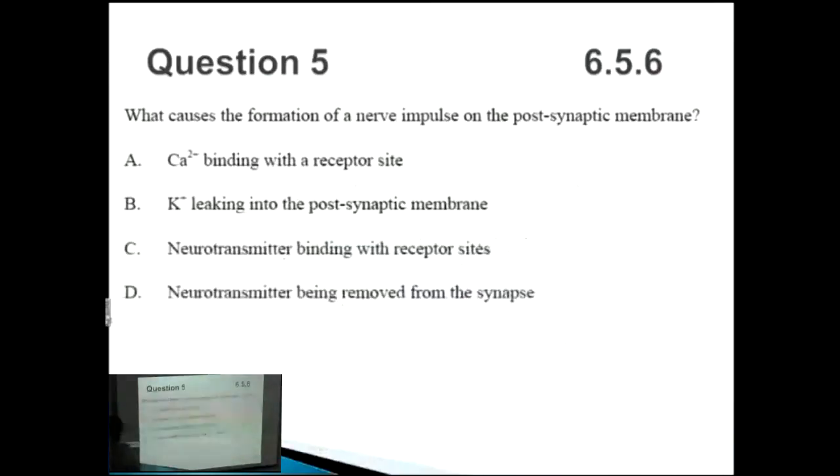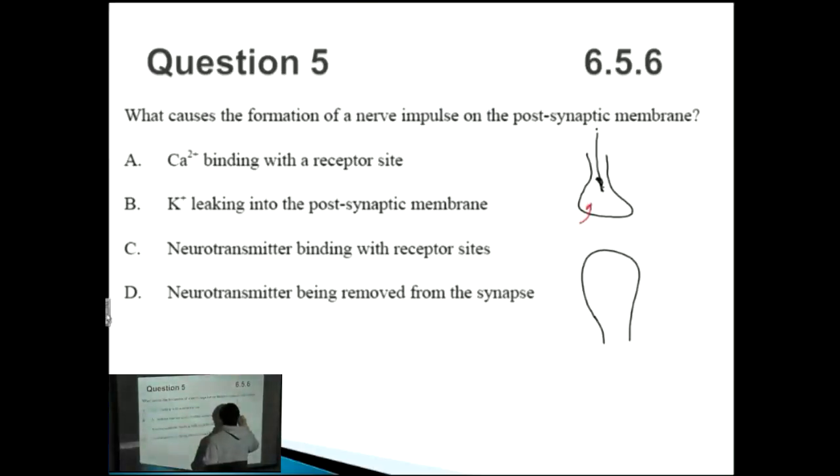Good. Question number 5. What causes the formation of a nerve impulse on the postsynaptic membrane? So when we have the presynaptic knob here, then we have a postsynaptic membrane here. And how does an action potential get started here? So remember, just to quickly recap the process, an action potential will come down the presynaptic knob like that and activate it there. And what happens then? Calcium comes in.